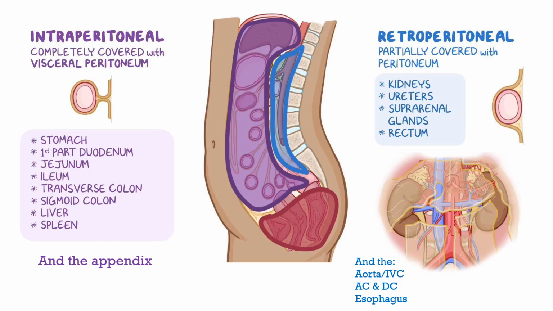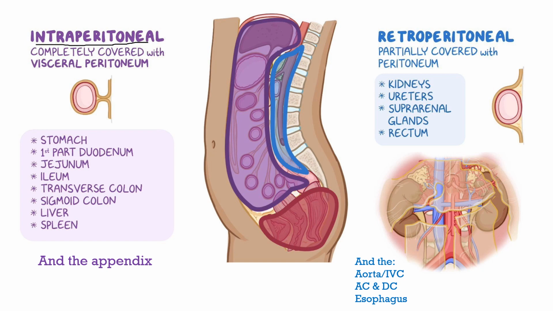So the intraperitoneal organs are completely covered with the visceral peritoneum. Intra means within. That's everything in purple. So everything that we have in purple is intraperitoneal, includes the stomach, the first part of the duodenum, the jejunum, the ileum, the transverse colon, the sigmoid colon, the liver, the spleen, and it also includes the appendix.